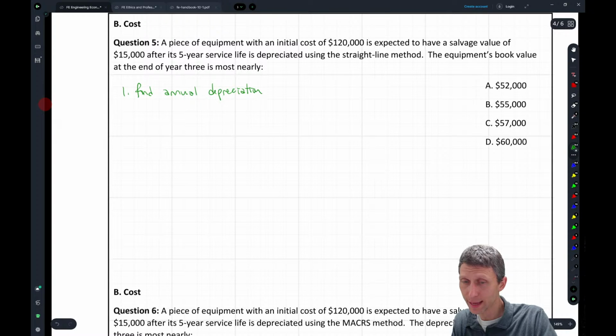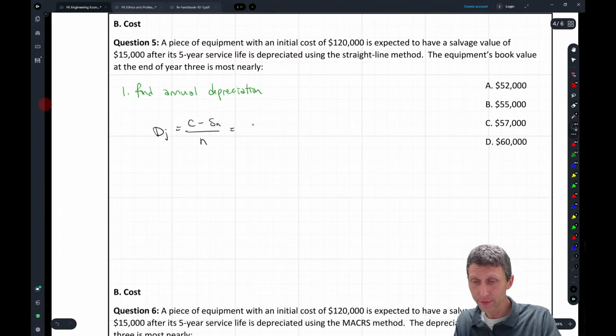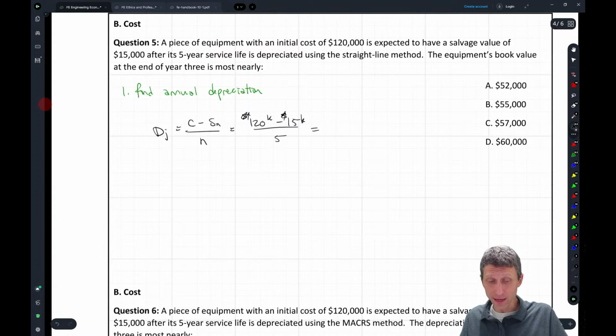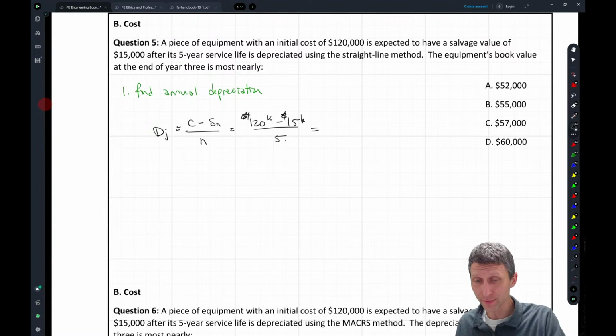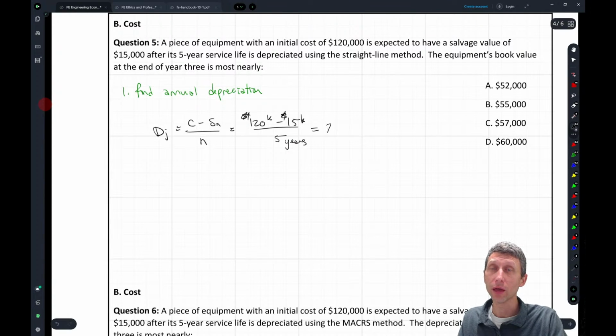The formula from the FE reference handbook says the annual depreciation is equal to the cost minus the salvage value, over N. This is just plug and chug: 120K minus 15K, divided by 5 years. If you keep the units, this works out to $21,000 per year of depreciation.